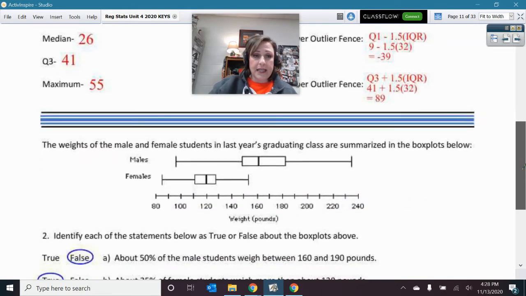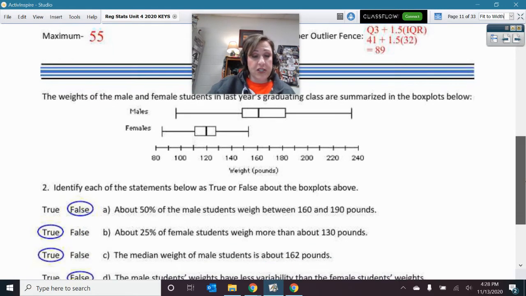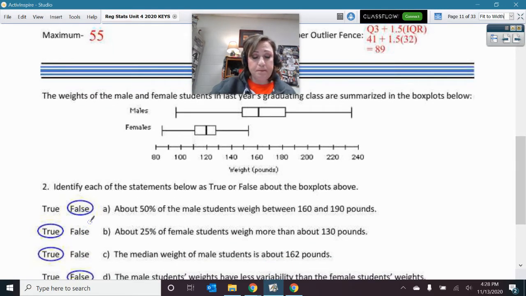All right, and the next one, we have some true-false questions here. So let's take a look at these. This one says about 50% of the male students weigh between 160 and 190. From here to here, that is just one quartile. So that's only 25%. To be 50%, it would have to be the whole entire IQR.